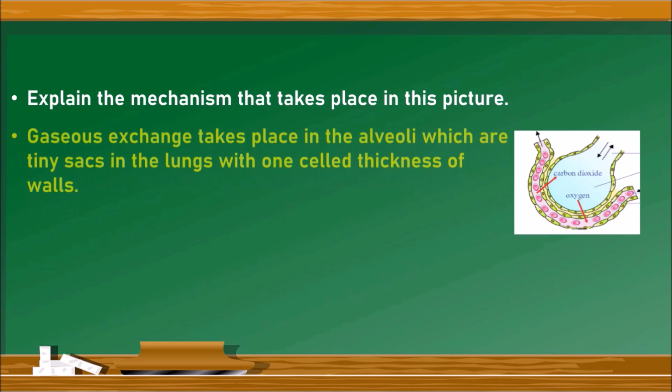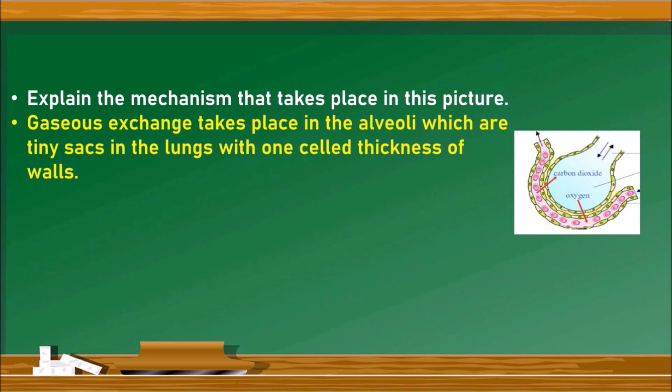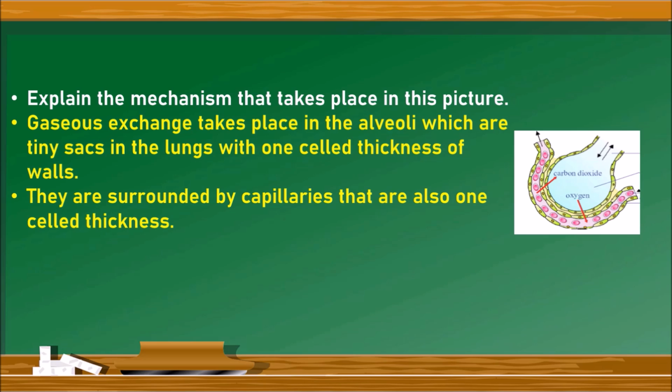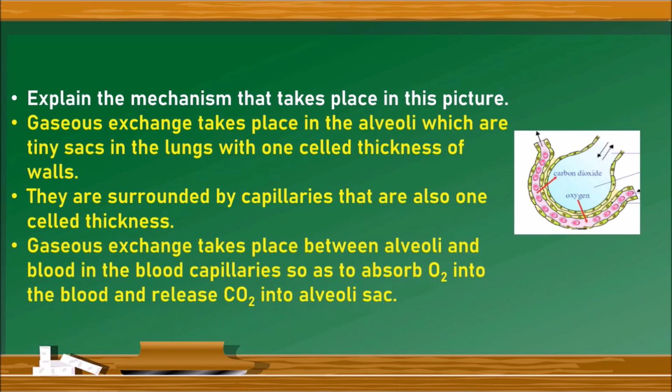First one, the gaseous exchange takes place in the alveoli, which are tiny sacs in the lungs with one-celled thickness of walls. They are surrounded by capillaries, blood capillaries that are also one-celled thickness. Gaseous exchange takes place between the alveoli and the blood in the blood capillaries so as to absorb oxygen into the blood and release carbon dioxide into the alveoli sac. So this is the mechanism that happens in alveoli.